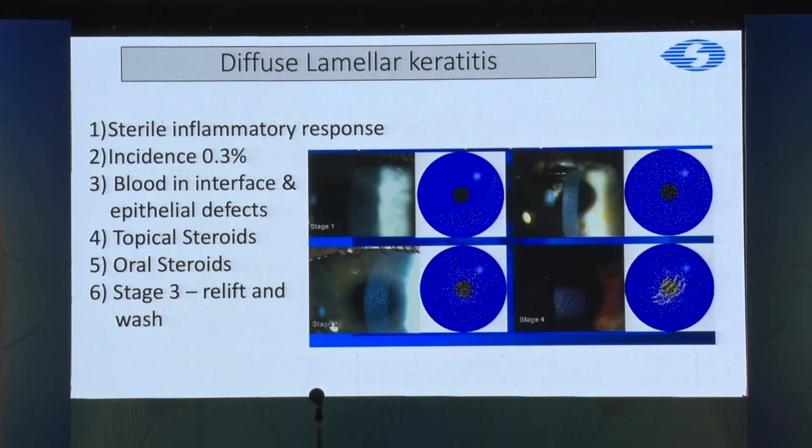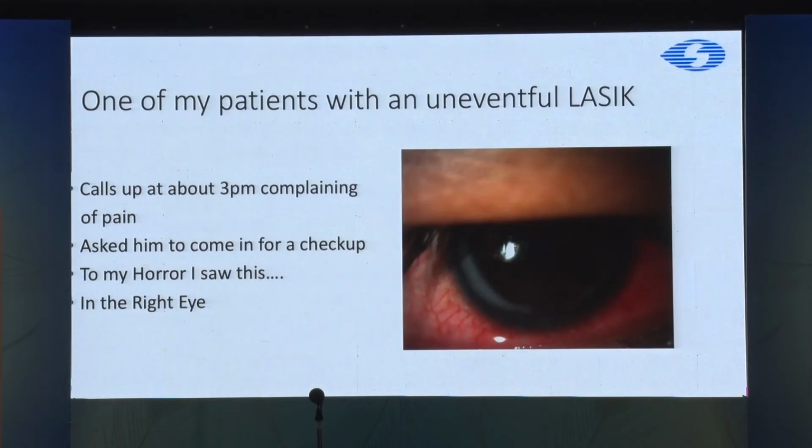Other common side effects like DLK, that's common to both the microkeratome and the FS LASIK. There are different stages of DLK: stage 1 where it's in the periphery, stage 2 where it goes towards the center, stage 3 where it causes significant drop in vision, and stage 4 where you have a melting or a thinning of the flap over it. Topical steroids and oral steroids are the treatments, and for stage 3, relift and wash.